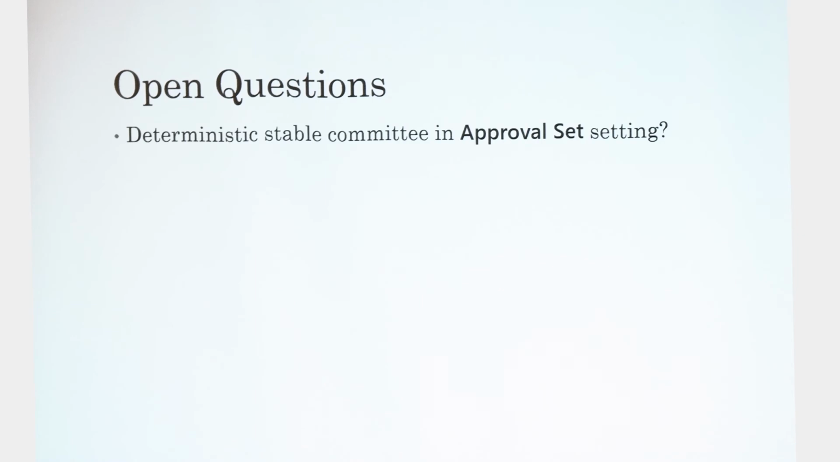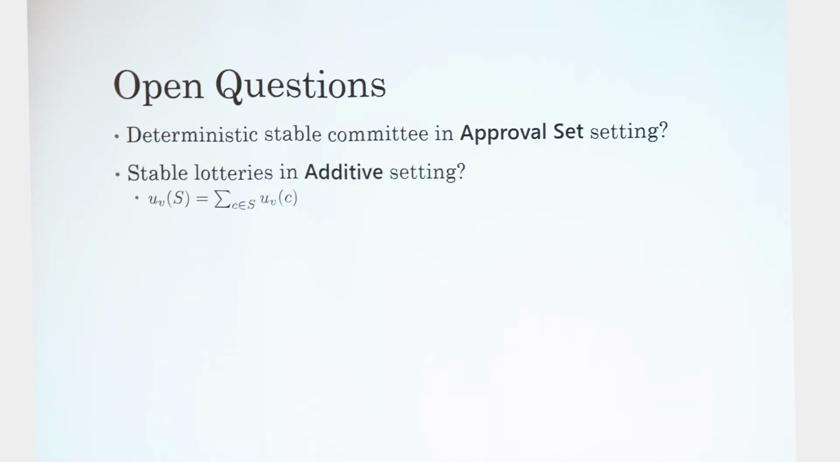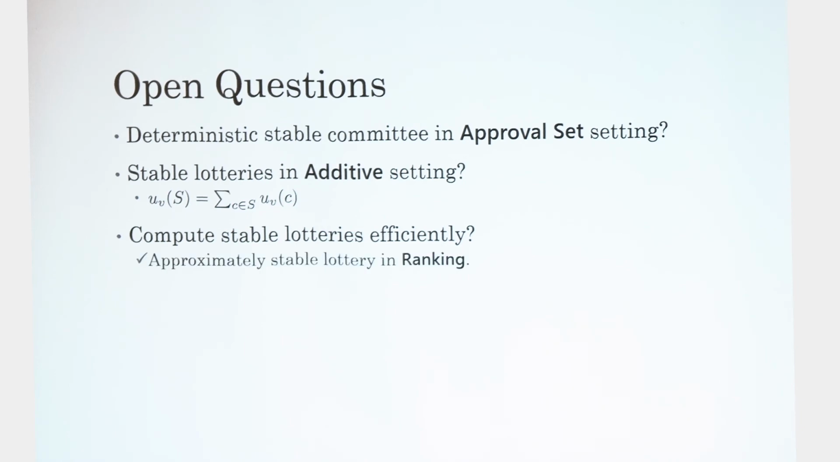Okay, so there are still some open questions in this problem. First, it's still open whether a deterministic stable committee always exists in the approval set setting. And also, it's open whether a stable lottery always exists in the additive setting, where each voter has a utility for each candidate, and his utility for a committee is the sum of the individual utilities. And also, it's open whether we can compute the stable lotteries efficiently.